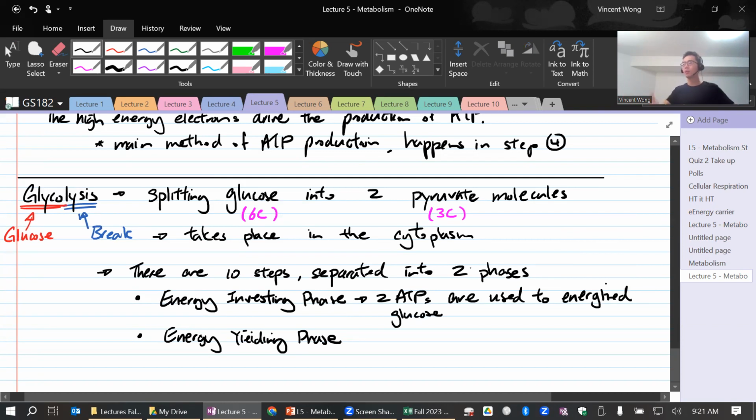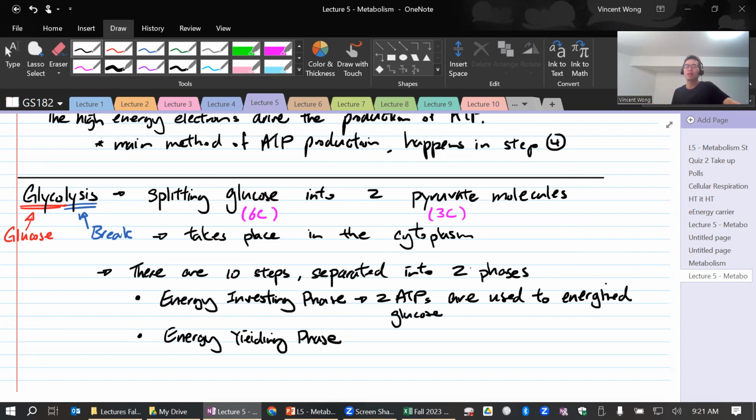Otherwise, it doesn't want to do anything. Right? It's like, we wake up in the morning. We may need some coffee. We need some breakfast so that we have the energy to get on with the rest of the day. Right? We need to charge up the glucose. We give it 2 ATP.